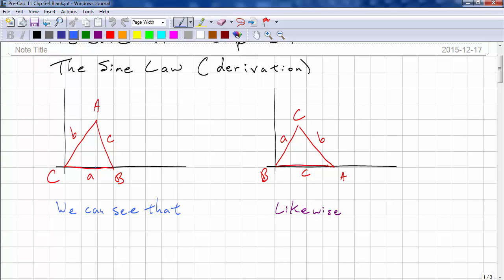So let's look at this triangle. If we draw the height here, and it's a right angle, we can see that h equals b sine c. h also equals c sine b. Since these are both h's, we can make b sine c equal to c sine b.